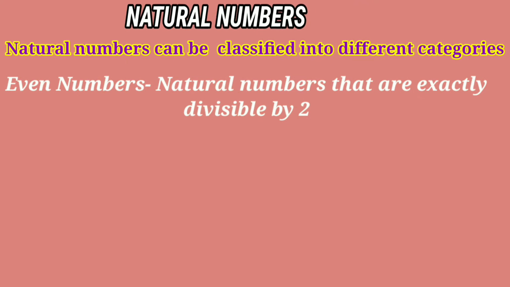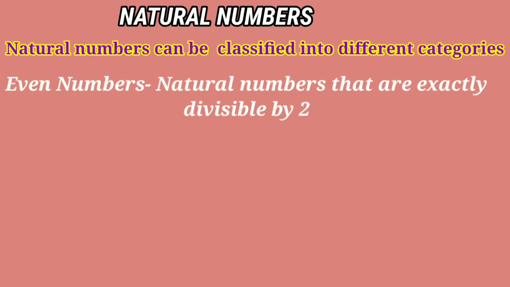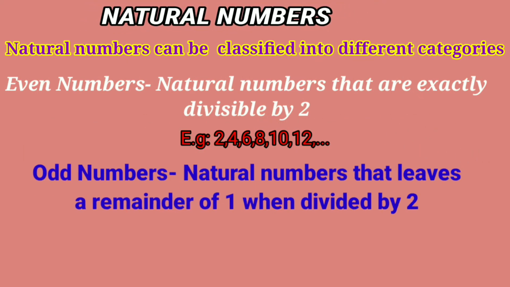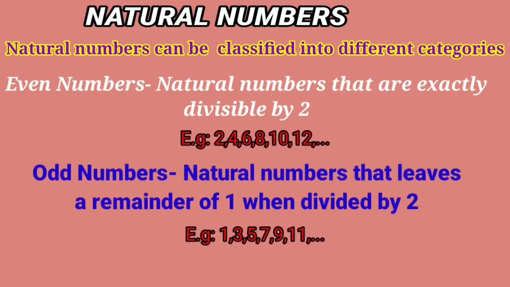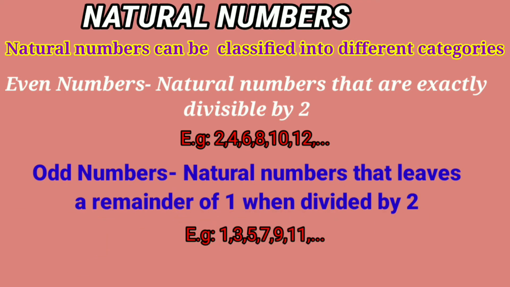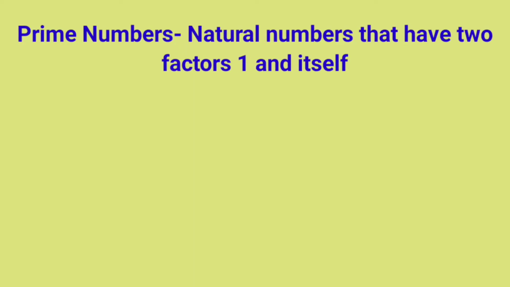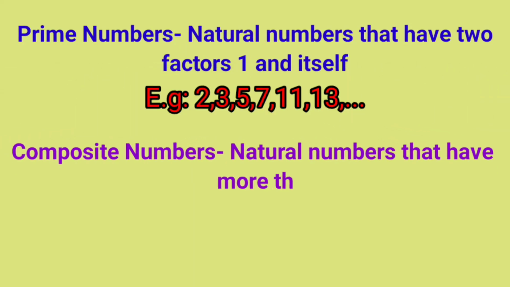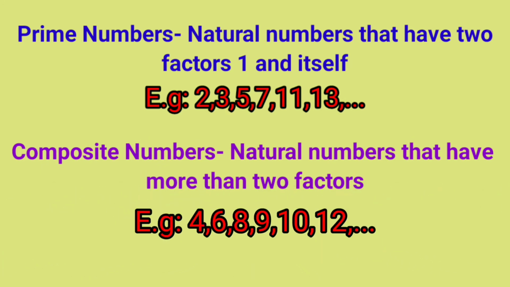Now, natural numbers can be broken down into smaller categories or groups, such as even numbers, numbers that are exactly divisible by 2, so 2, 4, 6, 8, 10, 12. Odd numbers, numbers that leave a remainder of 1 when divided by 2: 1, 3, 5, 7, and it goes on and on. Prime numbers are natural numbers that have two factors, 1 and themselves, while composite numbers, on the other hand, are natural numbers that have more than 2 factors.